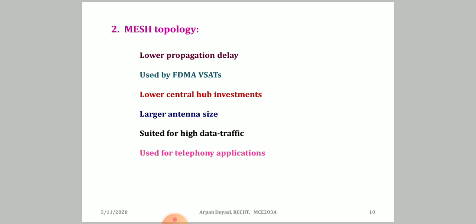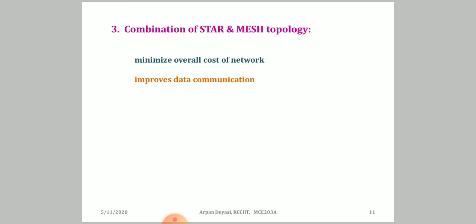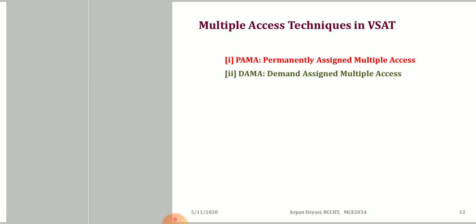There are several different sorts of requirements, and for different requirements you have to go for different architectures. Some people go for a combination of star and mesh topology because you have to minimize overall cost and you also want improved data communication facility. But I am not going into too much detail of that architecture because our syllabus is confined generally to star and mesh topology, so I am confining our lecture within that.